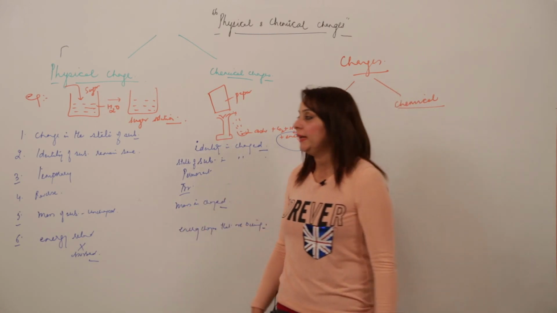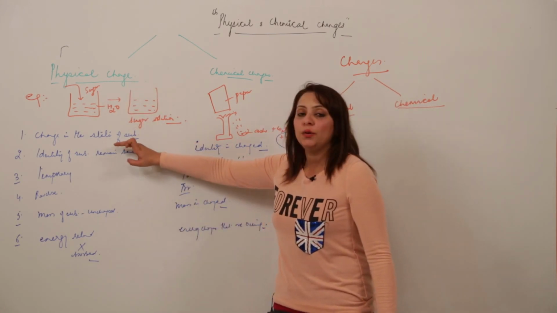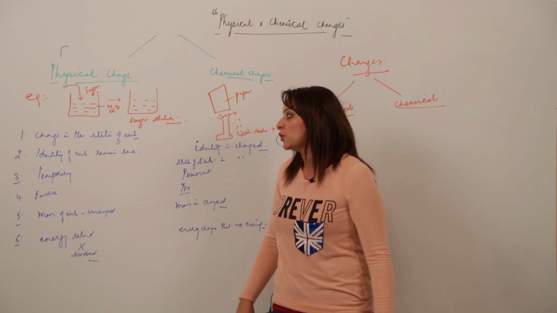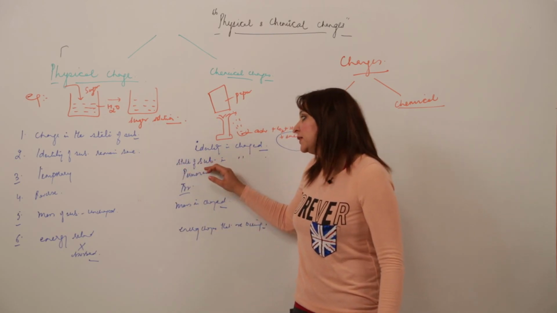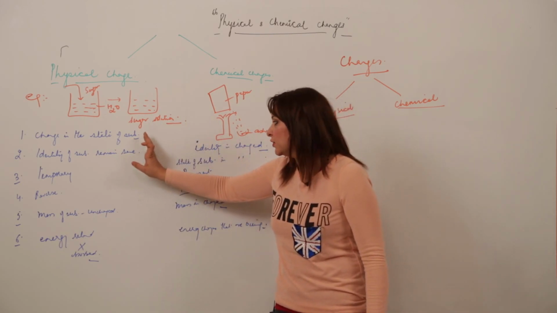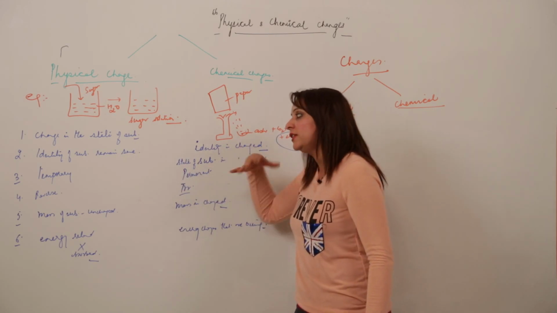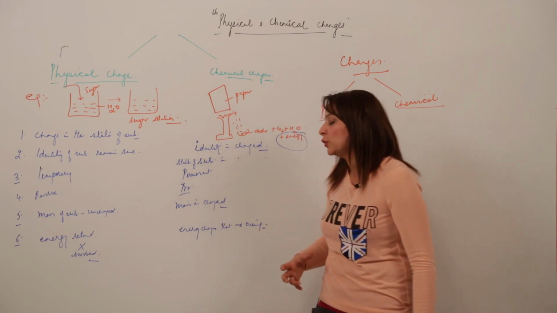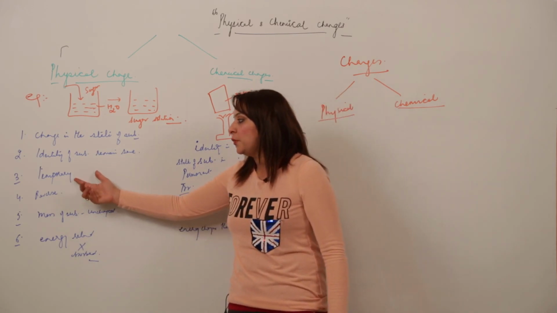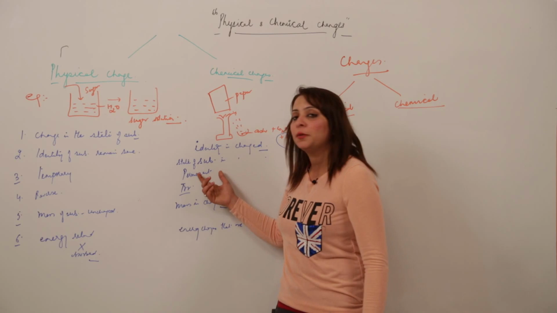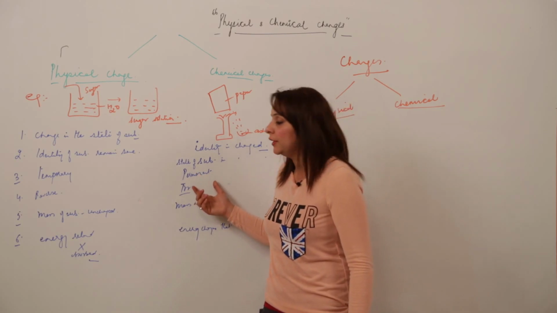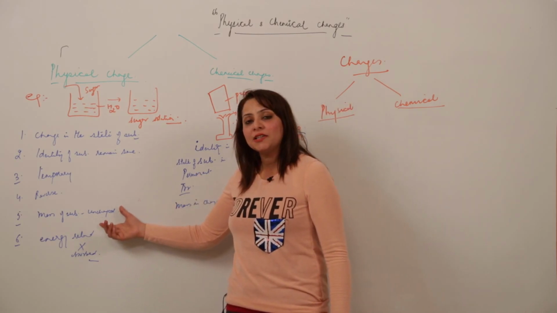Just have a look once again. Physical change is that in which the state of the substance changes. In this, the state of the substance is not changed, it is the whole identity that gets changed. In the physical change, the change is temporary and can be reversed, but in the chemical change, the change is permanent and it cannot be reversed. It is irreversible. The mass of the substance remains unchanged.